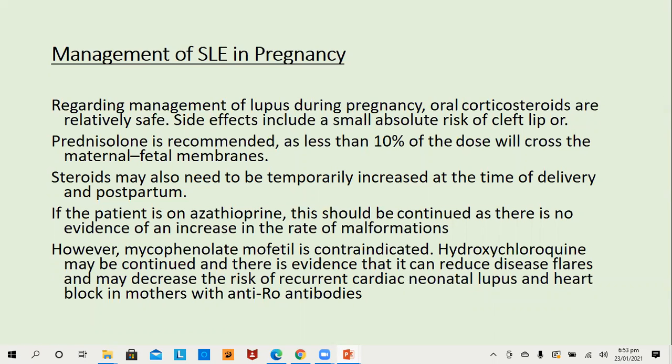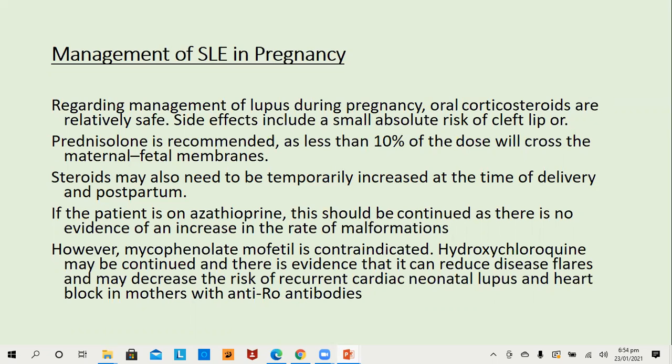Management of SLE in pregnancy. Regarding the management of lupus during pregnancy, oral corticosteroids are relatively safe, and side effects include a small absolute risk of cleft lip or palate. Prednisolone is recommended as less than 10% of the dose will cross the maternal-fetal membranes. Steroids may also need to be temporarily increased at the time of delivery and postpartum.